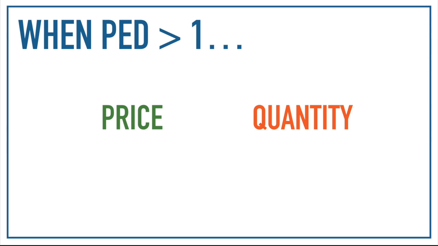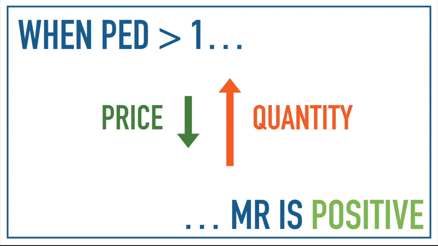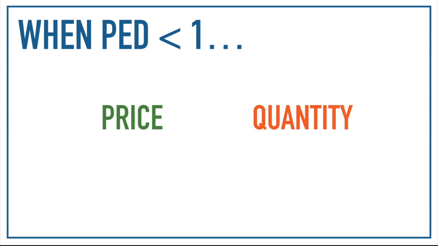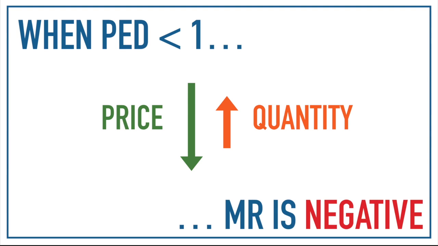When PED is greater than 1, it makes sense to decrease price, as a decrease in price would be followed by a proportionally higher increase in quantity sold. Therefore, marginal revenue would be positive. When PED is less than 1, you would lose revenue by decreasing price, as a decrease in price would be followed by a proportionally lower increase in quantity sold. Therefore, marginal revenue would be negative.